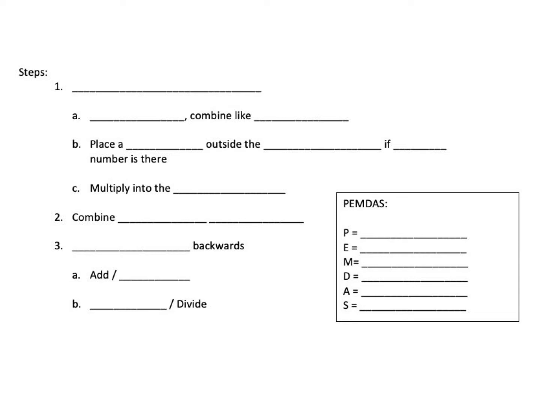So first of all, we need to check and see if there are parentheses. And inside the parentheses, we're going to see if we can combine like terms. Remember, that's kind of like the red grapes and green grapes. Can we combine all the numbers together and then the x's together? If we can, we're going to do that.